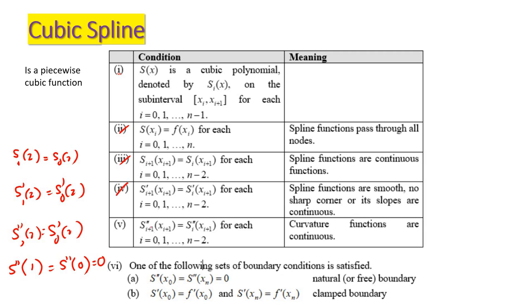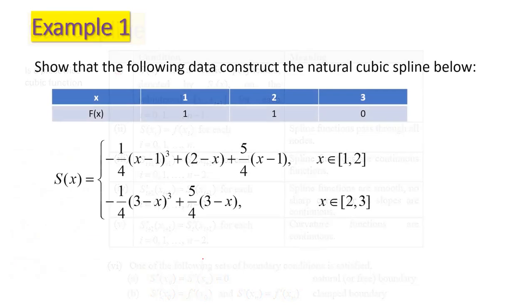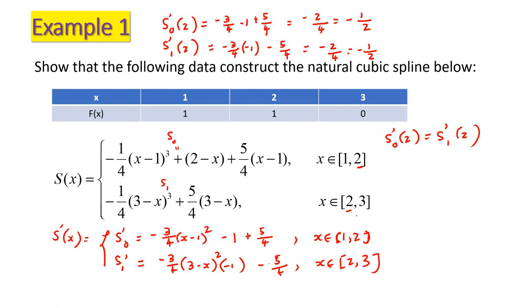Condition number 4. So now we differentiate one more time to get the second derivative. Then show that the second derivative when x equal to 2, the same point, will be equal to S double prime node when x equal to 2. That means we need to differentiate a second time. If I directly differentiate here, it's a bit faster.